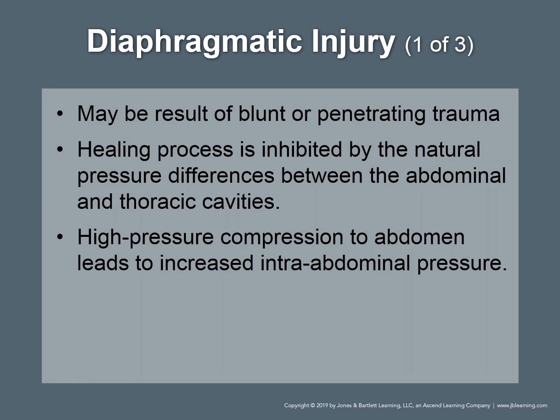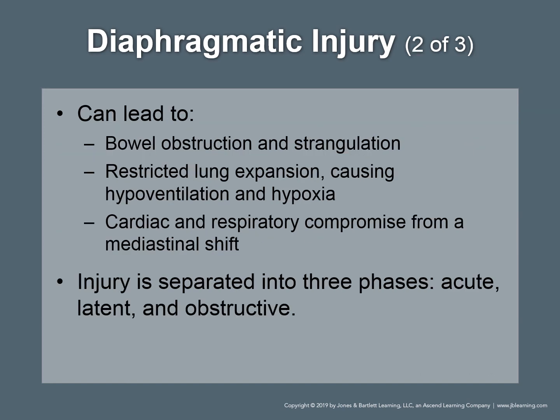We see this with high pressure compression or penetrating injuries to the diaphragmatic area, and depending on the type of injury, you can have intra-abdominal pressure. Abdominal contents will move into that hole in the diaphragm, and the diaphragm is a muscle, so it's going to contract around that hole, and you can have bowel ischemia and actually kill your internal organs. Restricted lung expansion because you don't have as much room in the chest. Mediastinal shift, respiratory compromise. The injury is separated into three phases: acute, latent, and obstructive.